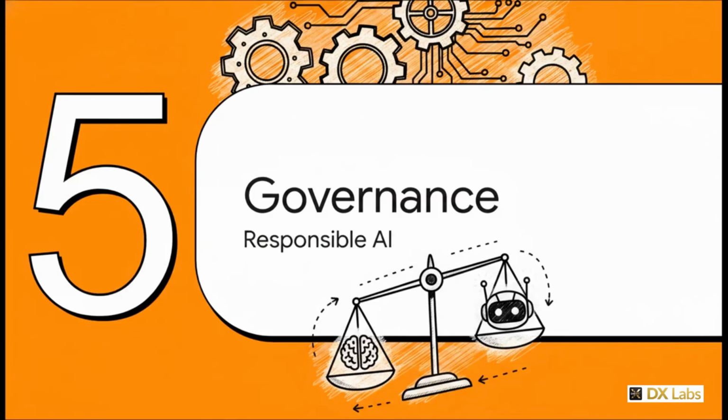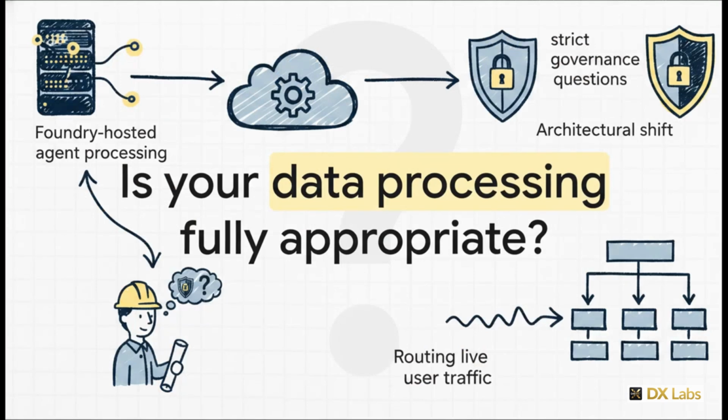Finally, Section 5, Governance and Responsible AI. Okay. Once you're connected, the Foundry-hosted agent is processing all of those delegated user messages. This is a major architectural shift, right? The responsibility now falls squarely on your shoulders, as the architect, to ask, is our data processing fully appropriate? You have got to confirm that this external data processing actually aligns with your organizational use cases before you start routing any live user traffic.